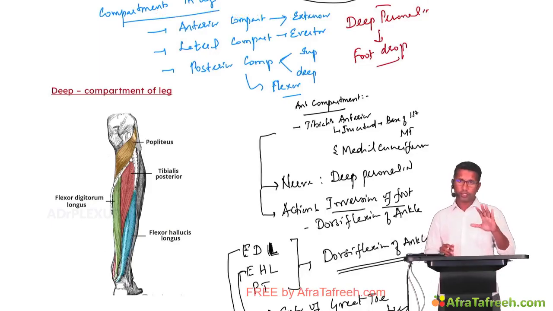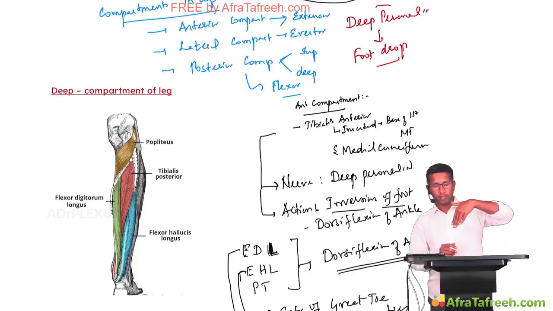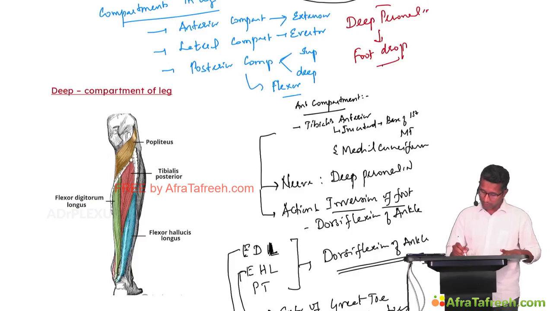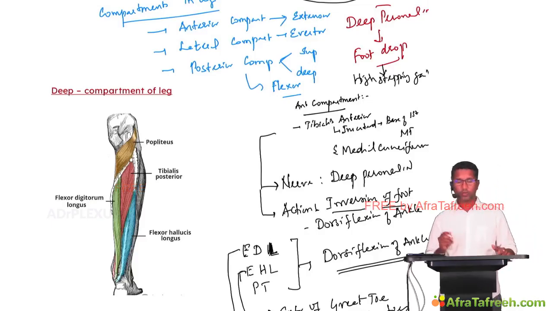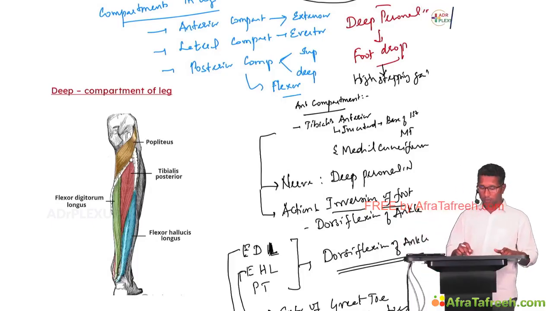Though they cause extension of the toes, they also have an important function, that is dorsiflexion of the ankle. When the deep peroneal nerve gets injured, dorsiflexion of the ankle cannot be done. This is called foot drop. We have discussed this in the morning again. When the patient has foot drop, the patient will have a high stepping gait. This is what we saw in the morning also. So this is about the anterior compartment muscles.